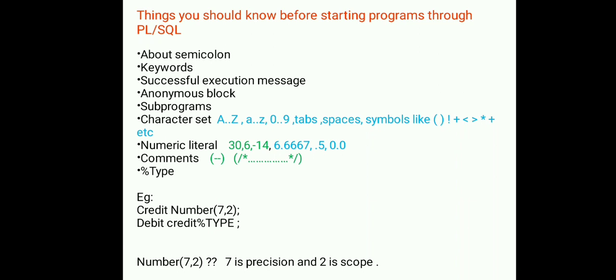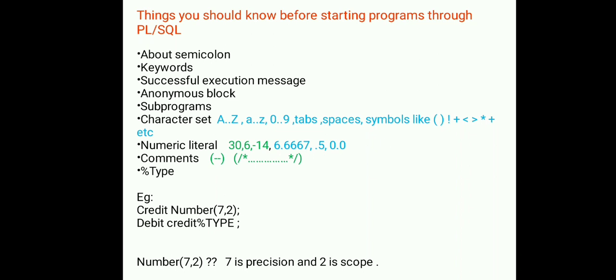Next point is anonymous block. Anonymous blocks are unnamed blocks. They are declared at the point in the application where they are to be executed and are passed to the PLSQL engine for execution at runtime. Okay, so basically we need to remember that anonymous blocks are unnamed blocks.